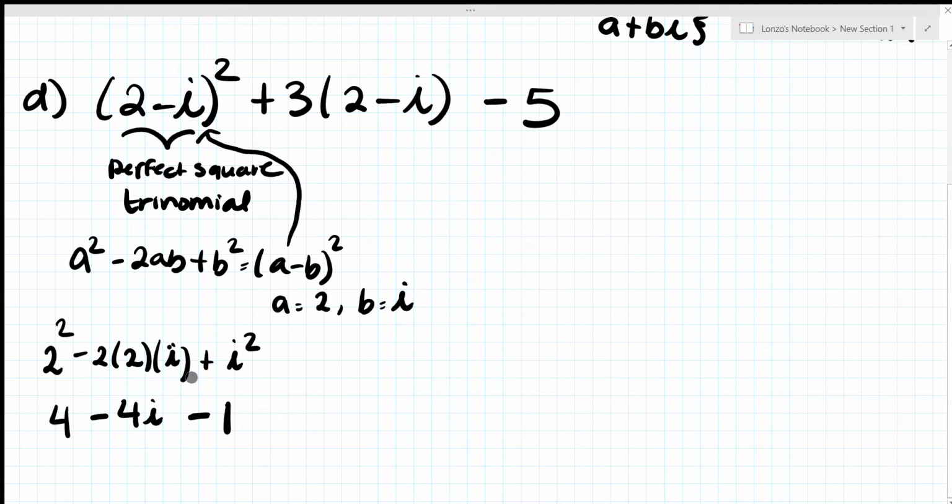So we could simplify this even more. So 4 minus 1 is 3, and you're left with negative 4i. So we simplified this part. Now let's simplify this part.